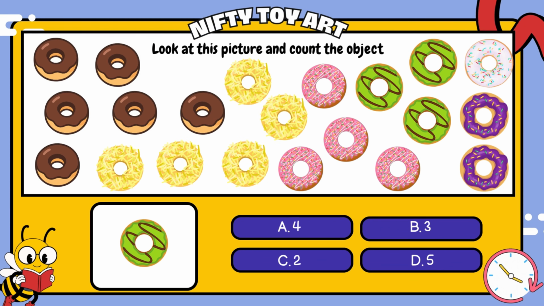And then, how much green tea donut in this picture? That's right, 3 green tea donut.